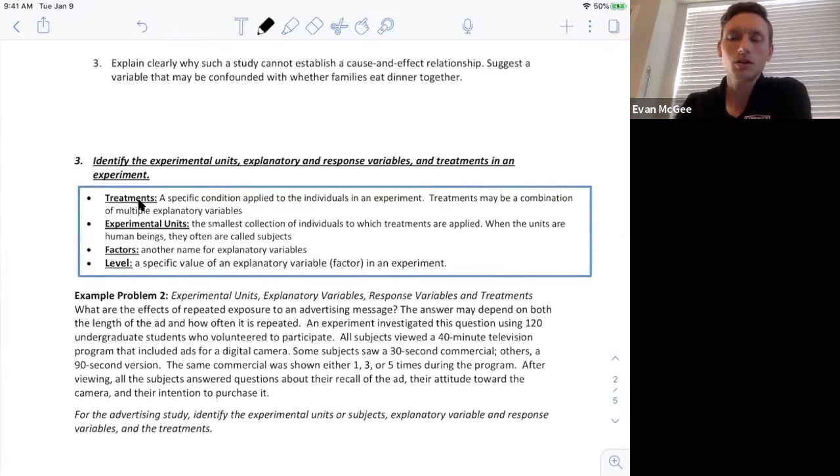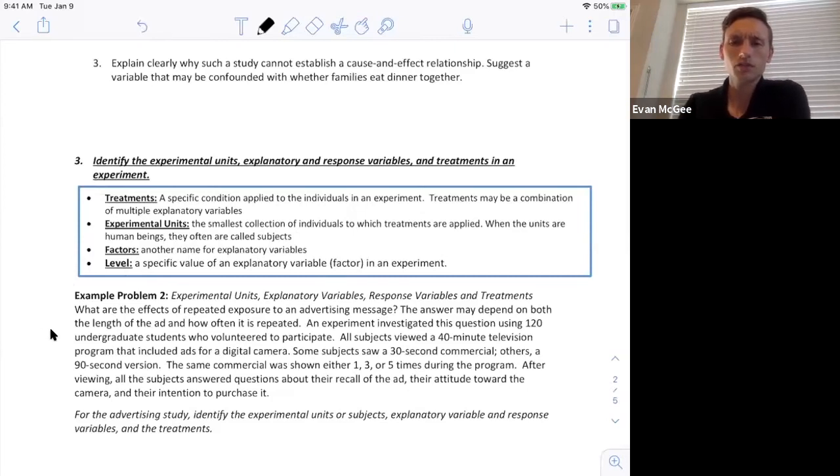The treatments are the conditions that are applied to the individuals in an experiment. It could be a combination of multiple explanatory variables, and individuals could be people, or they could be tomato plants like we saw earlier. Experimental units are the people or the things that are going through the treatments. Factors is another name for an explanatory variable, and factors or explanatory variables might have different levels. And this example problem will help you understand what levels might look like.